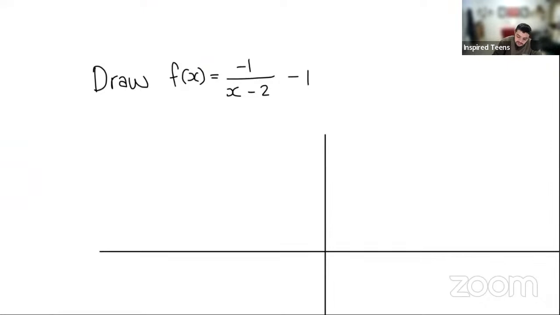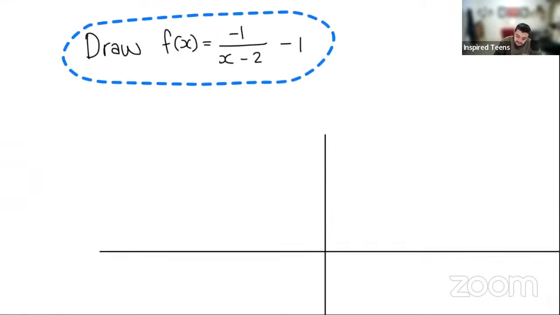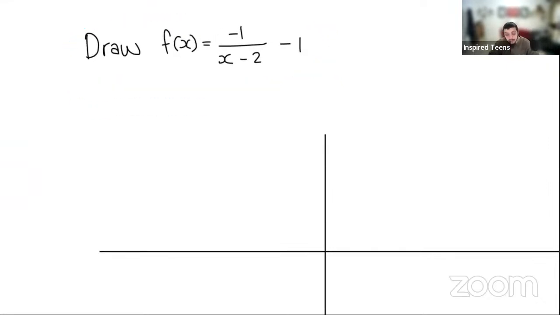So this is the form it's given in. Draw f of x if f of x is equal to -1 over x minus 2 minus 1. So a few things we have to remember. This guy is the vertical asymptote and it is opposite sign. This guy is the horizontal asymptote, and it's the same sign. Okay, so we know our horizontal and vertical asymptotes.